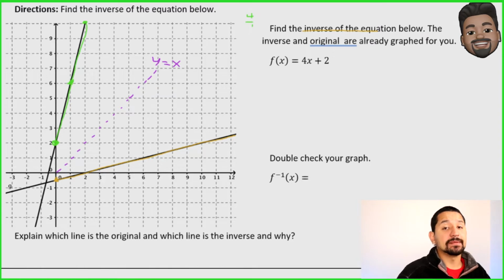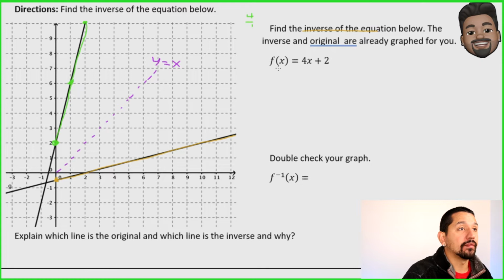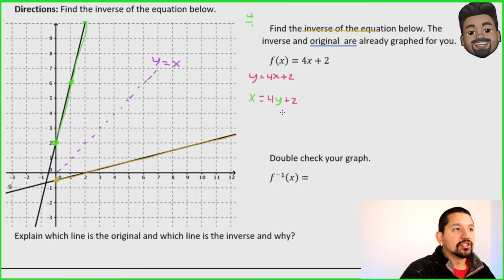Well, we're going to do the exact same thing that we did in the last example problem, right? Let's go ahead and write this as y equals 4x plus 2. Now, if you remember, what is our first step whenever we want to find inverse functions? Well, our first step, no matter what, is to switch the x and the y's. So this is going to become x is equal to 4y plus 2. So we get this, right?